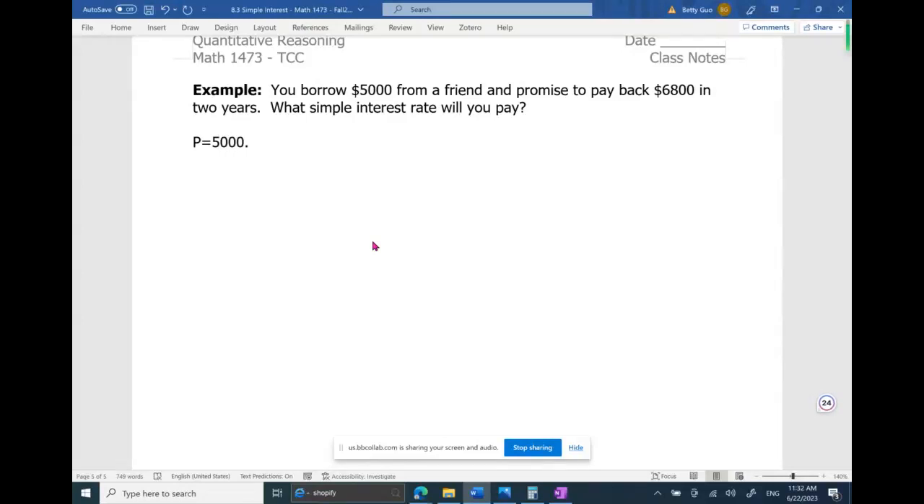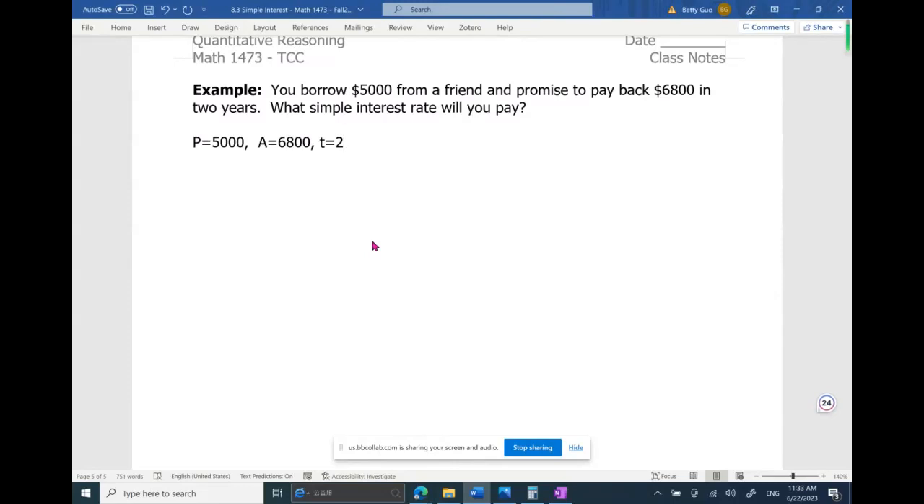And you promise to repay the friend $6,800. And what is that? It is the future value of the loan, right? For 2 years, so T equals 2. And we are looking for R, right? We are looking for R.